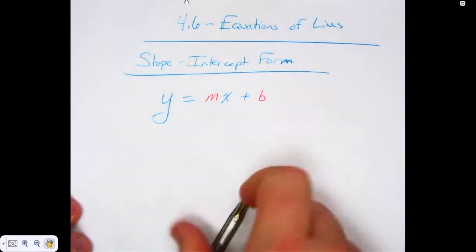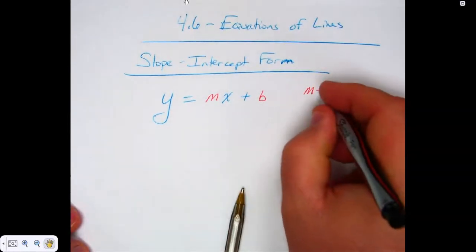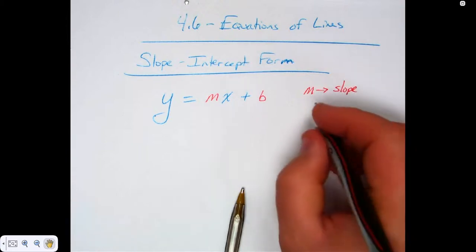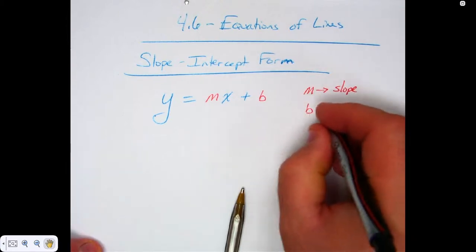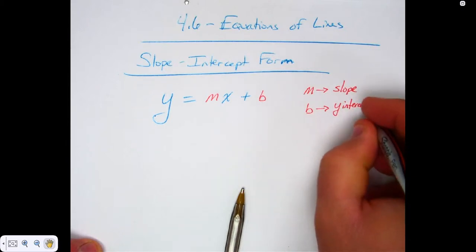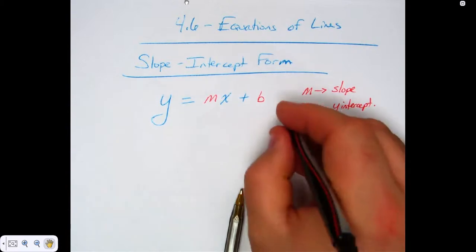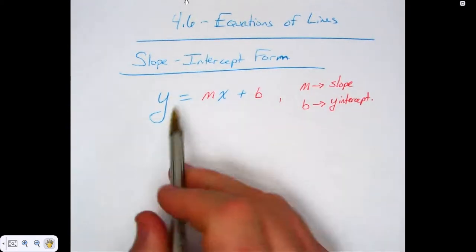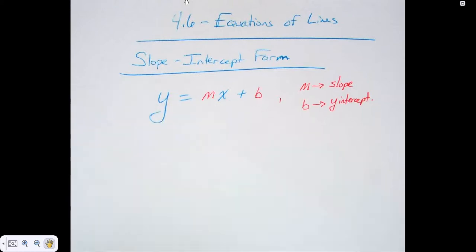Now, the m represents what? The slope of the line. The b represents what? The y-intercept of the line. So in true slope-intercept form, what's not going to change? The y and the x, the things that are blue there, don't really change.